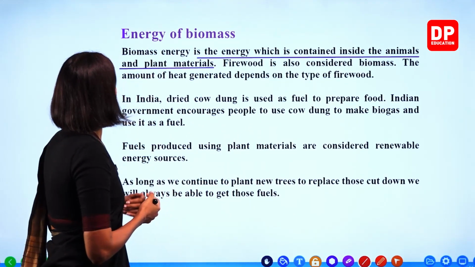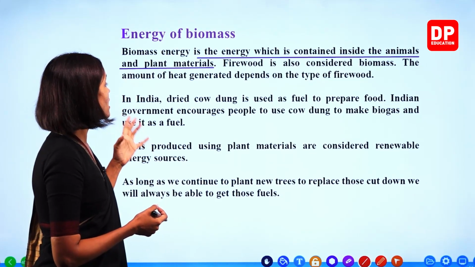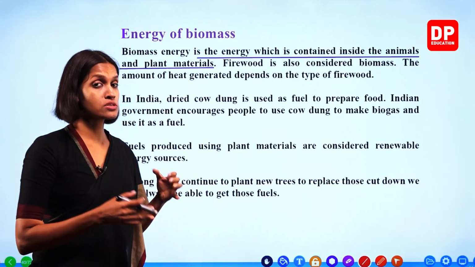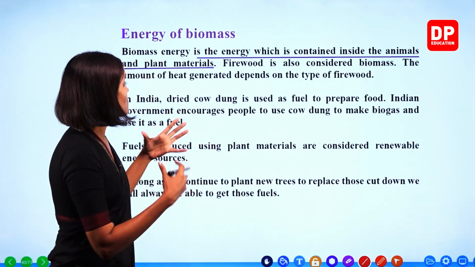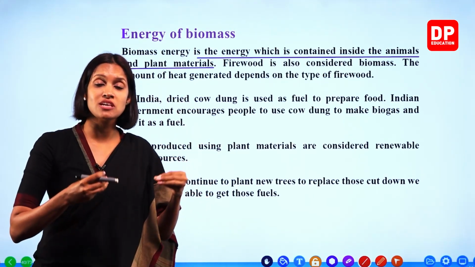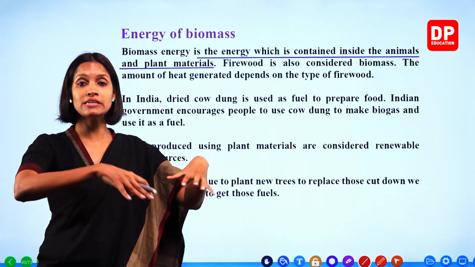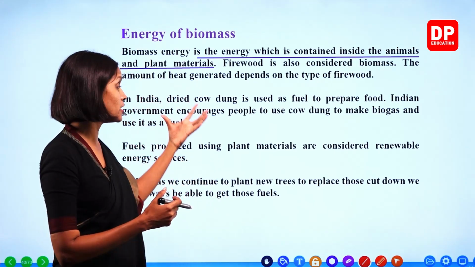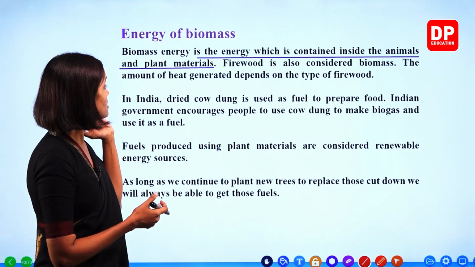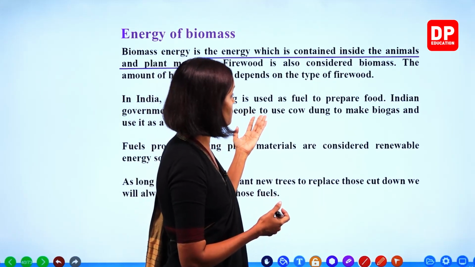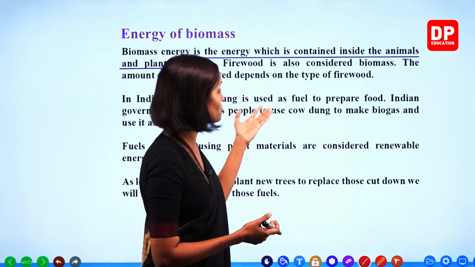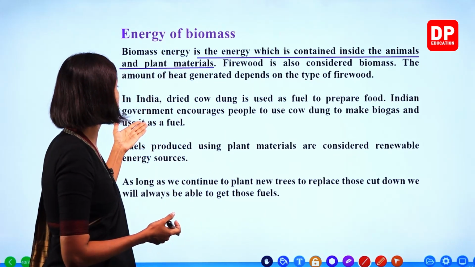Okay, children? Here, in India, dried cow dung is used as fuel to prepare food. Right? They use cow dung. They dry up this cow dung and then they use this dried cow dung. Like as some of us use firewood to cook food in hearths, in the same way they burn cow dung and using the heat, they cook food. The Indian government encourages people to use cow dung to make biogas and use it as a fuel.